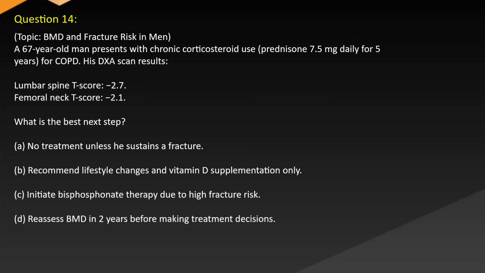A 67-year-old man presents with chronic corticosteroid use, prednisone 7.5 mg daily for 5 years for COPD. DXA scan results: lumbar spine T-score negative 2.7, femoral neck T-score negative 2.1. What is the best next step? A. No treatment unless he sustains a fracture. B. Recommend lifestyle changes and vitamin D supplementation only. C. Initiate bisphosphonate therapy due to high fracture risk. D. Reassess BMD in 2 years before making treatment decisions.